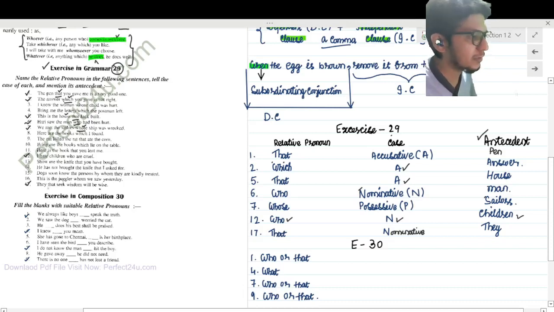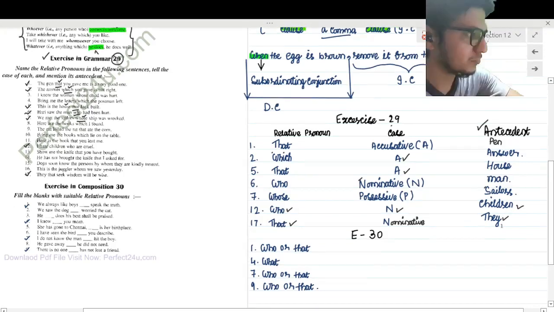Question number 17. They that seek wisdom will be wise. Here, that is the relative pronoun and it is in nominative case. And they is the antecedent.